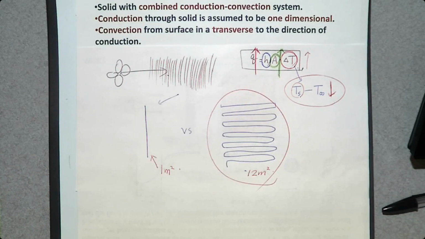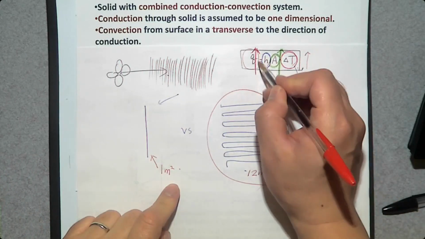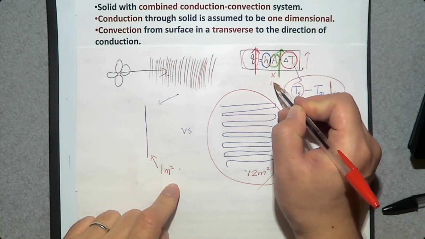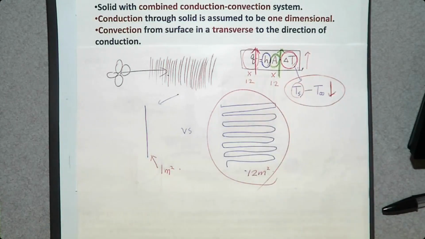right? And neglect these small areas. Then roughly speaking, you can increase the rate of heat transfer by how many times? 12 times. So increasing the surface area is a very simple but powerful way to increase the rate of heat transfer. Okay, I get that. Then what is the problem here?